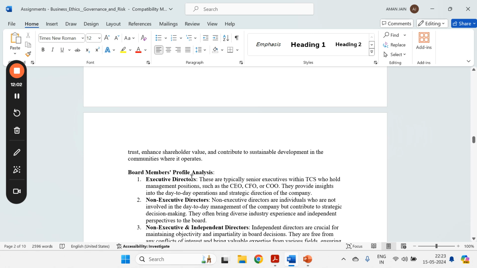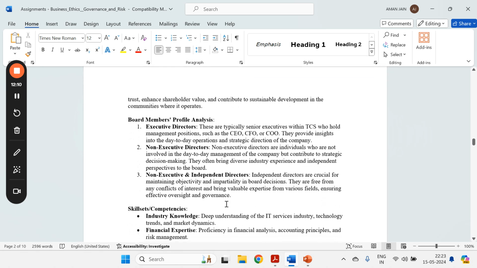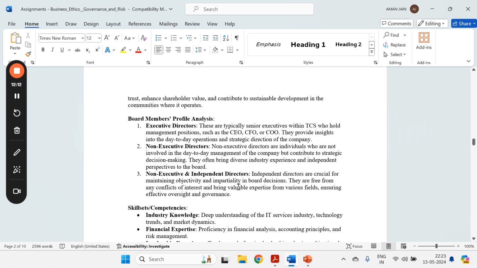I am talking about who the executive members are, basically CEOs, CFOs, COOs. Non-executive members are not directly involved in day-to-day management. Then non-executive independent directors, what are they about? Although I have not given the actual names, I have given the profile analysis: the key role, and their key day-to-day duties or activities within the organization.